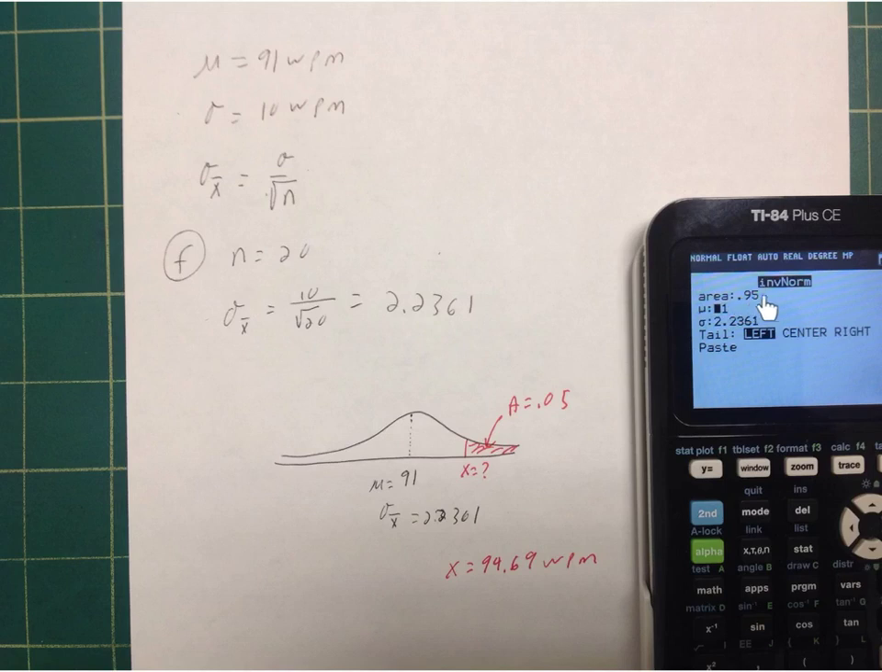So I just used a calculator, inverse norm. Now I did put in 0.95, that's the area to the left. I was using the left, which is the default. Then you need to put in mu, which is 91, then the standard deviation, and I'm using left, paste and hit calculate. Now I already did that, and I come out to a little over 94, well, almost 95 words per minute.